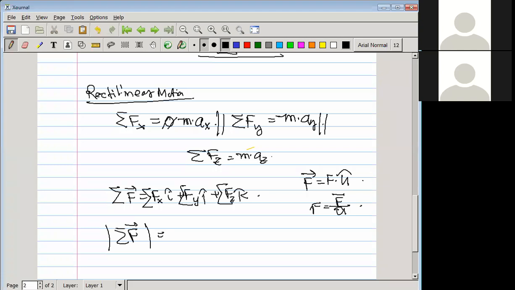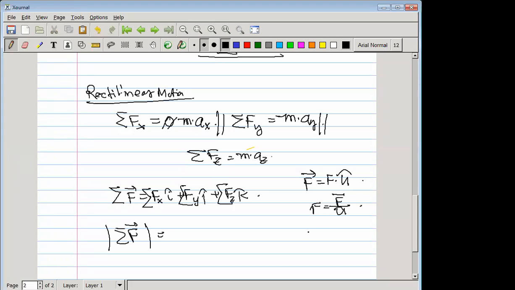Unit vector is nothing but the determinant of that. So to find out the magnitude, it is the determinant of the summation of the force vector. As there is more than one type of force acting on the body, that's why we have written this here. Otherwise, in the static case you have already seen that the determinant of F is the magnitude, right?